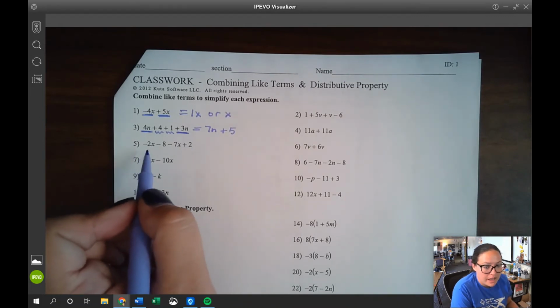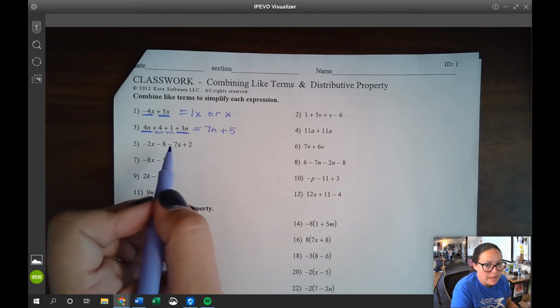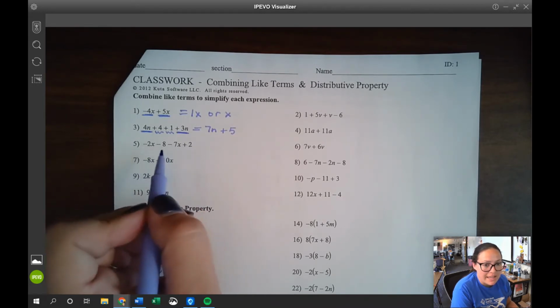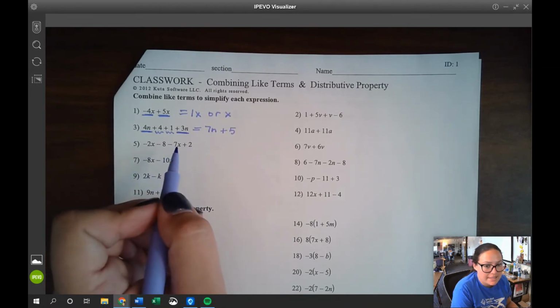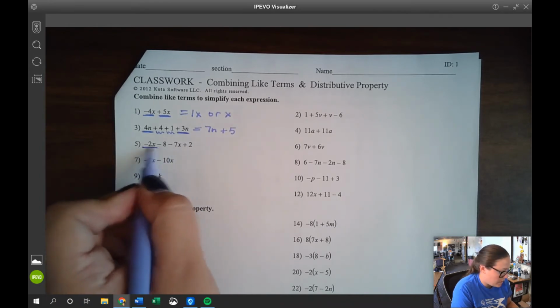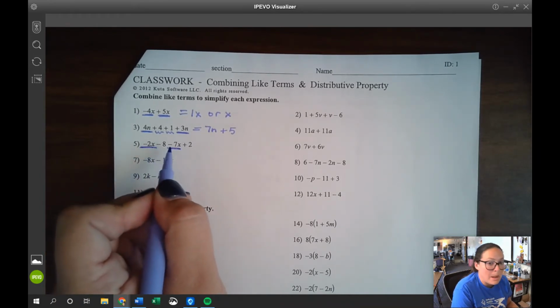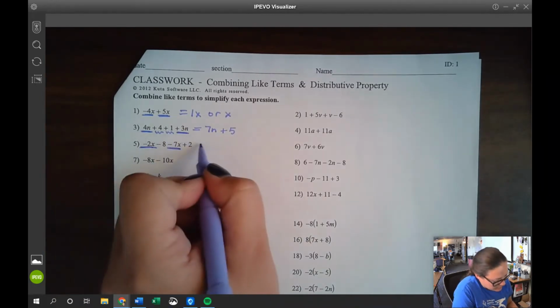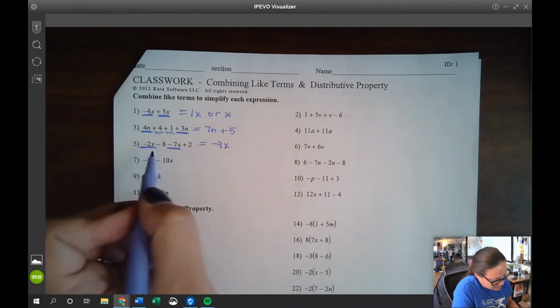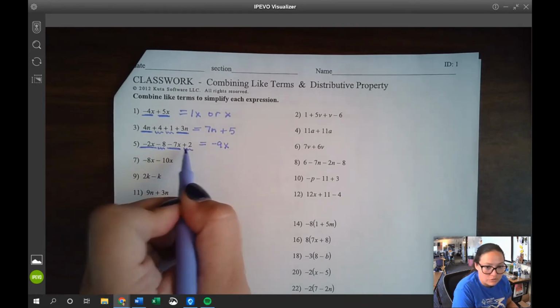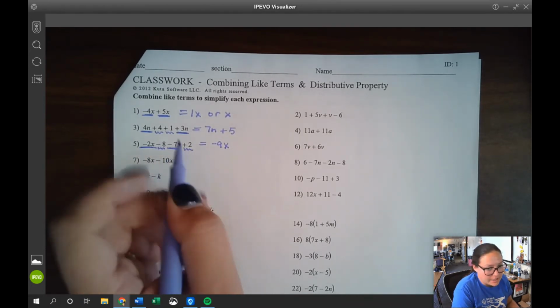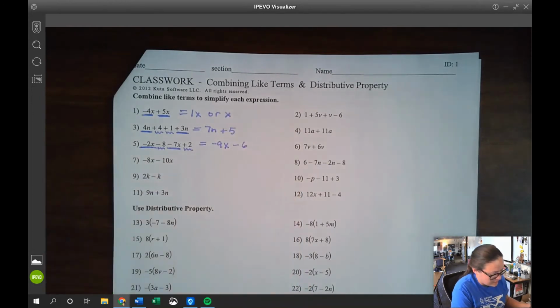Number 5. These are the kinds of ones that you guys messed up on the test, okay? And it's really important to make sure you're looking at what symbol is in front of each term. So this is a negative 2x and this is a negative 7x. So when I put these together, I'm going to do negative 2 minus 7, not negative 2 plus 7, negative 2 minus 7, which gives me negative 9x. And then here, this is a negative 8, but this is a plus 2. So I'm going to do negative 8 plus 2, which is negative 6.